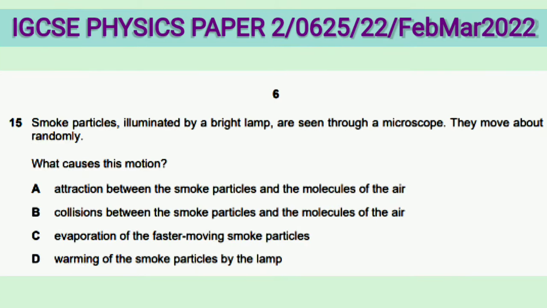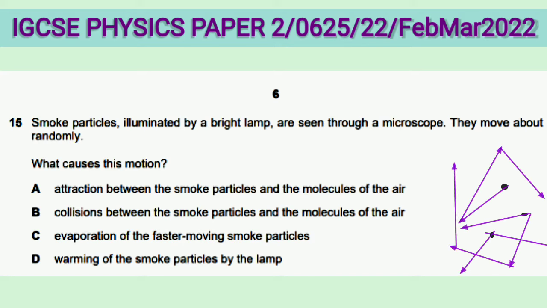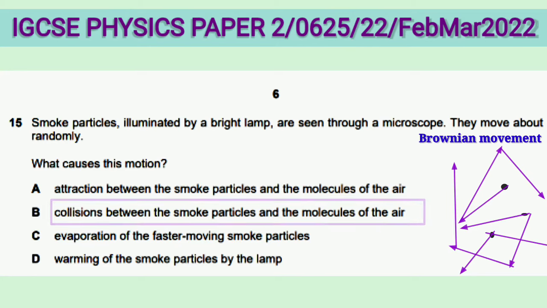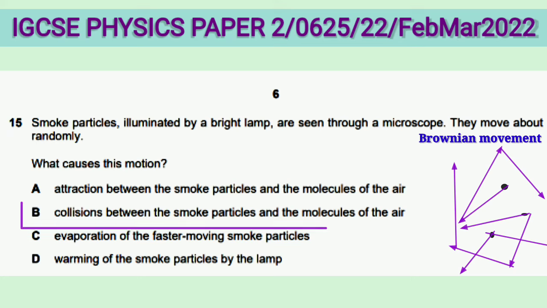15th question. Smoke particles illuminated by a bright lamp are seen through a microscope. They move about randomly. What causes this motion? Motion exhibited by smoke particles is example of Brownian movement, and this is caused by collision between smoke particles and molecules of air. So option B is the correct answer. Collision between smoke particles and the molecules of air causes this random movement of smoke particles.